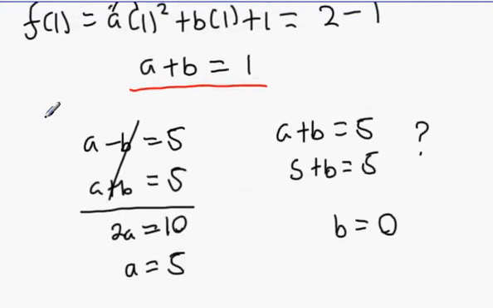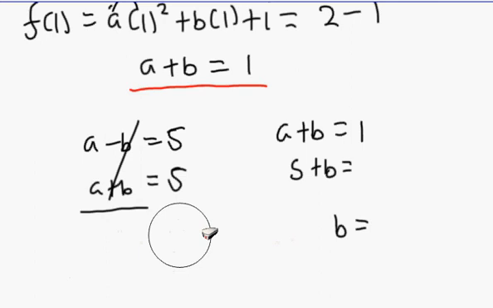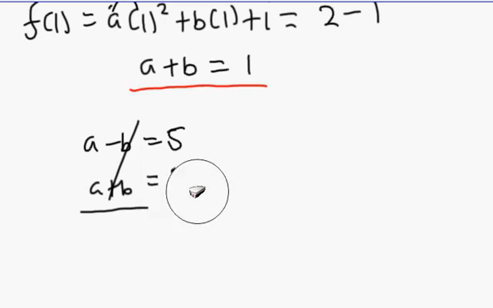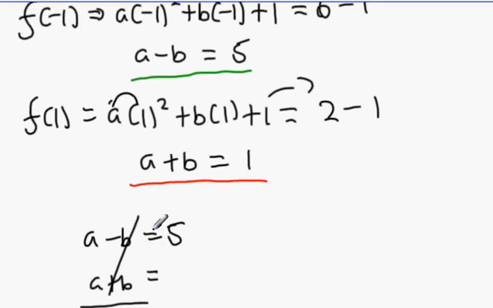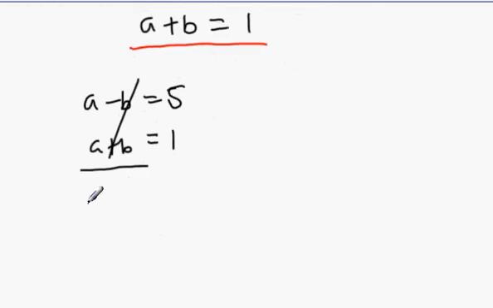Oh, sorry, it's a plus b equals 1. Sorry, the simultaneous equation. So this should be a 1. Okay, so I made a mistake. Okay, guys. When you're doing this, especially in a test, a plus b, 5, a plus 1, 1, okay?